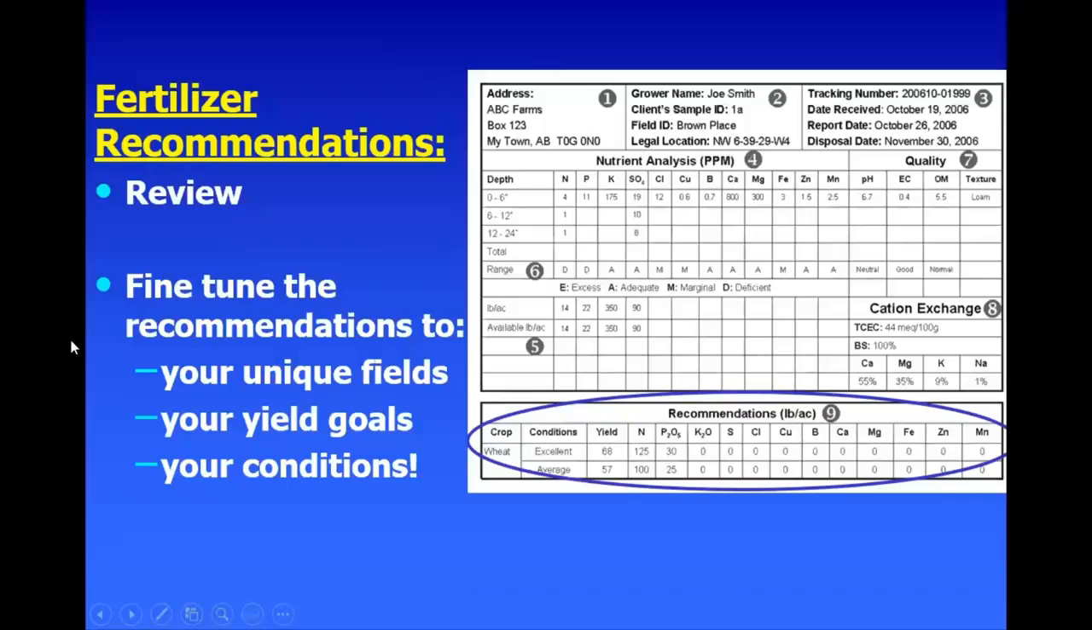And really, it's up to you to start doing fine tuning. You have unique fields. Some fields are going to be better yielding, or maybe not as good at yielding. You know how your fields perform. You know what your yield goals are. There are various field conditions, if you have good moisture going into spring or poor moisture.